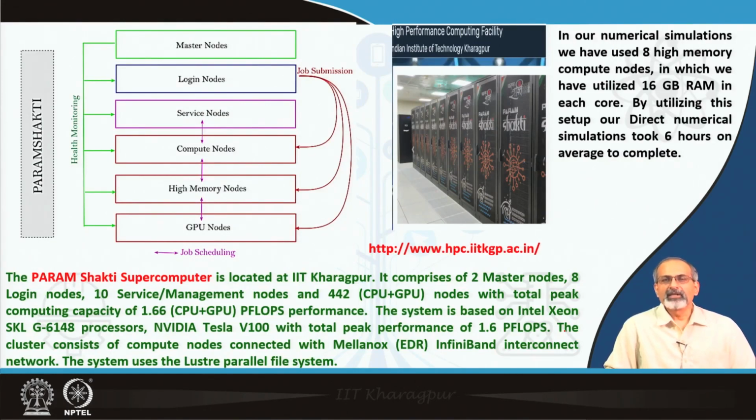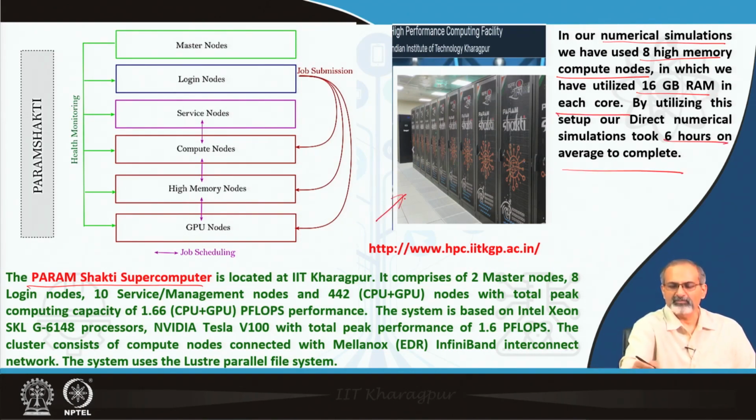You need a lot of computing resources for performing these very complex flow simulations. At IIT Kharagpur, we are privileged to have one of the best HPC setups, the Param Shakti supercomputer, which is located at our campus. In the numerical simulations that we have included here in the slides, we have used 8 high memory compute nodes of this HPC, in which we have utilized 16 GB RAM in each core. By utilizing this setup, our DNS took 6 hours on an average to complete.